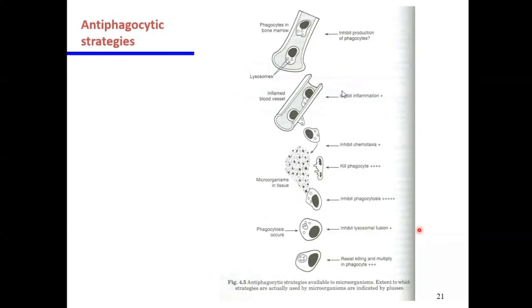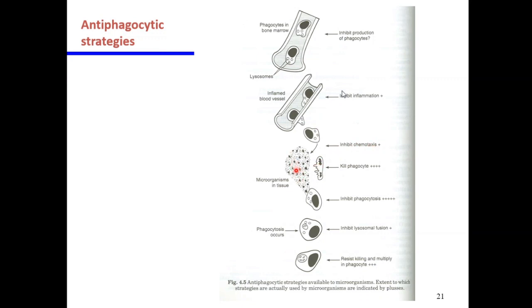There are also a number of strategies that microorganisms use to prevent the effect of phagocytes. Sometimes they can inhibit production of phagocytes, though this is not very well established. They can inhibit inflammation. By inhibiting inflammation, the macrophages remain in the vessels. They don't go into the tissue where the pathogen or microorganism is. They can inhibit chemotaxis.